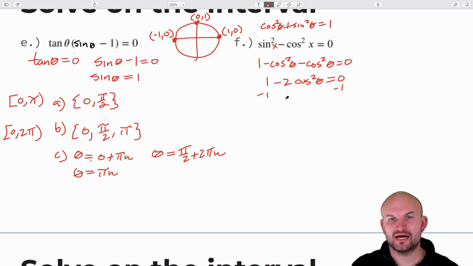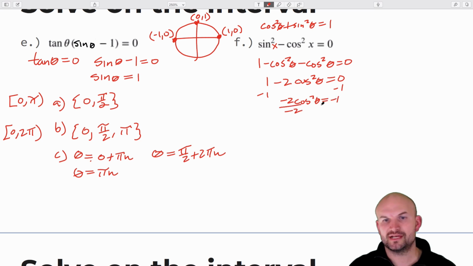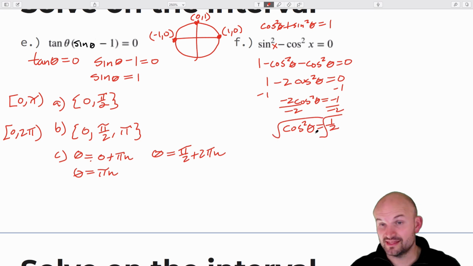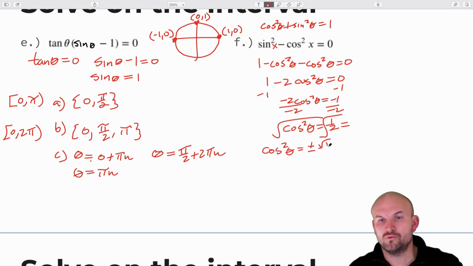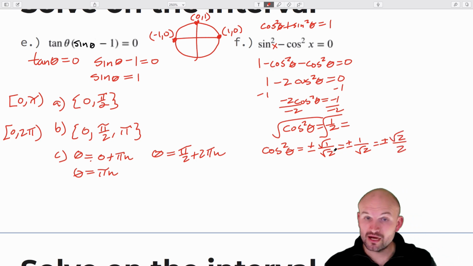Yeah, okay, that's fine. So then I have -2 cosine squared of theta equals -1, divide by -2, just show all my work. Cosine squared of theta equals positive 1/2, square root. I already did this, so that's going to be a plus or minus, right? Let's just do it down here. Cosine theta equals plus or minus the square root of 1 over the square root of 2, which equals plus or minus 1 over the square root of 2, which equals plus or minus the square root of 2 over 2. Oh, so we're kind of familiar with this.